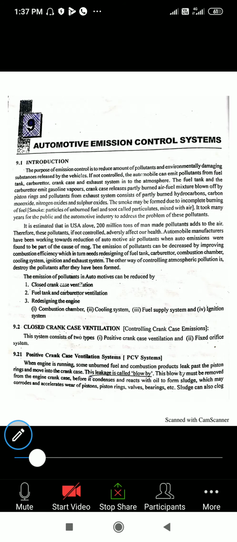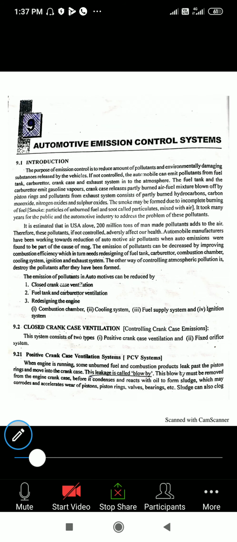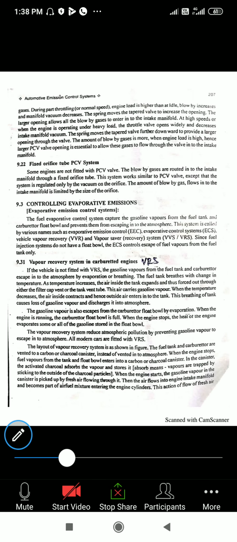Okay, so see, this is the introduction for the auto emission control system. I will share some notes with you. So in this, see, the closed crankcase ventilation is there. So how the ventilation is to be done for the crankcase, that you are going to study. The positive crankcase ventilation systems are there, that is PCV, positive crankcase ventilation, and fixed orifice system ventilations. Okay, so all these things we are going to discuss in these classes.